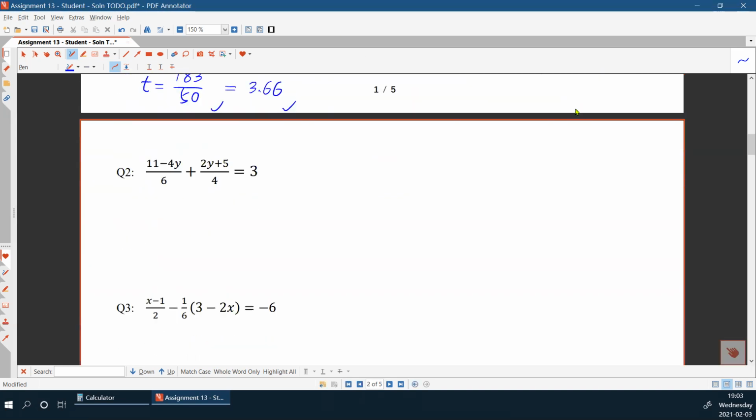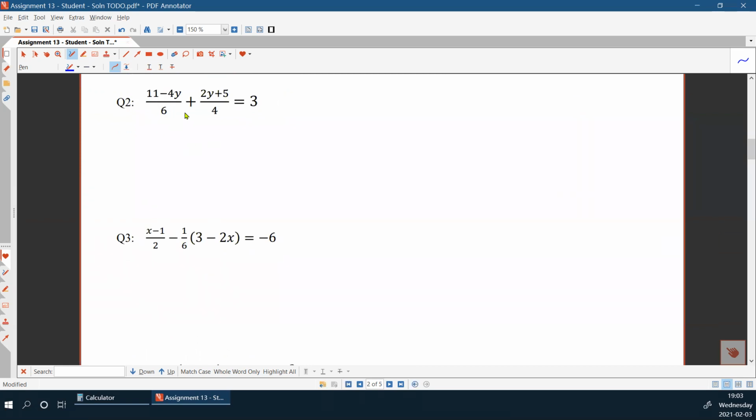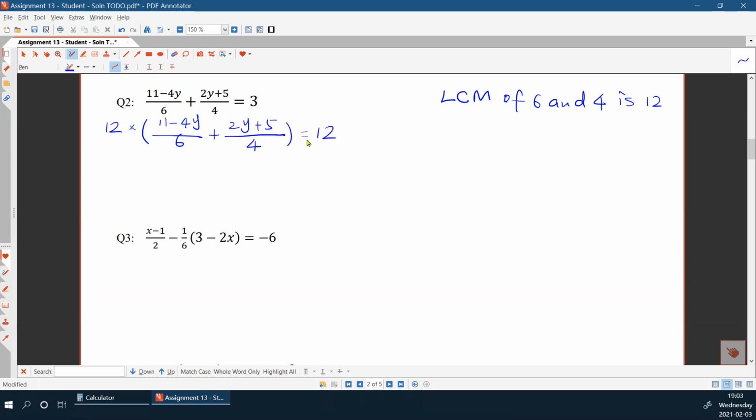All right, let's see question 2. Okay, again, if you don't like fractions, consider the least common multiple. Again, 6 and 4, the least common multiple, LCM, is 12, right? So we times a 12 on both sides of the equation. Don't forget, you should times the same number on the right-hand side, okay?